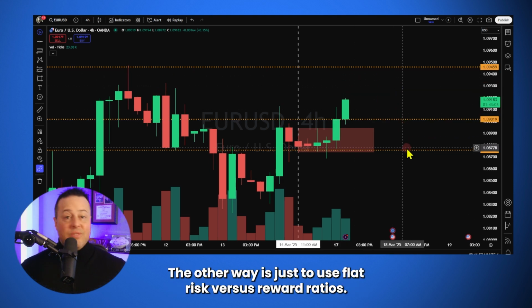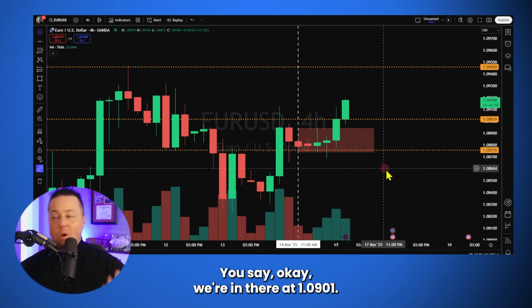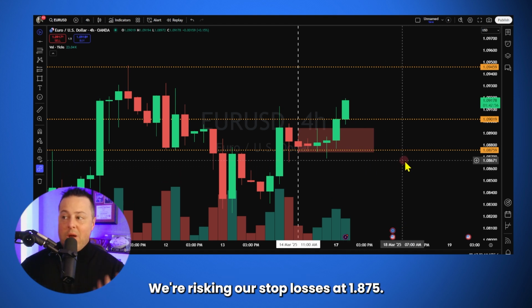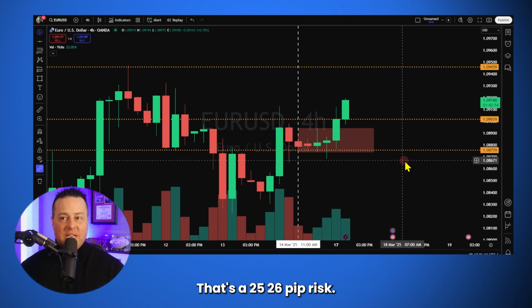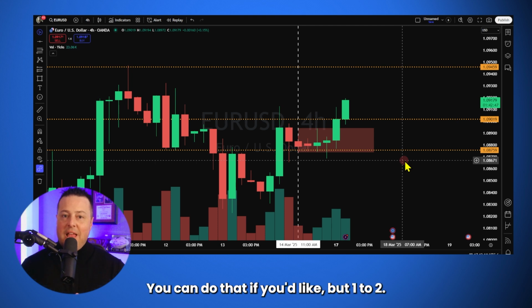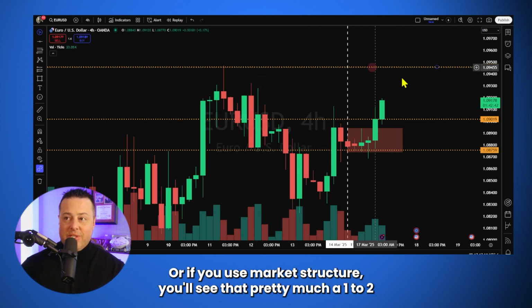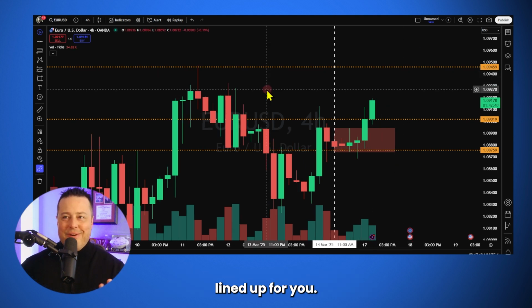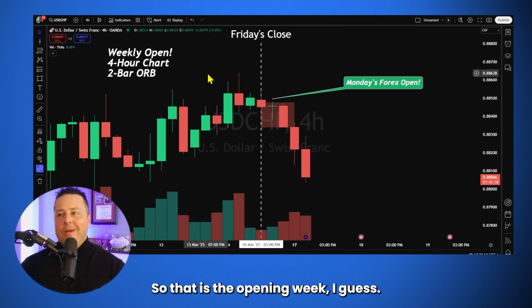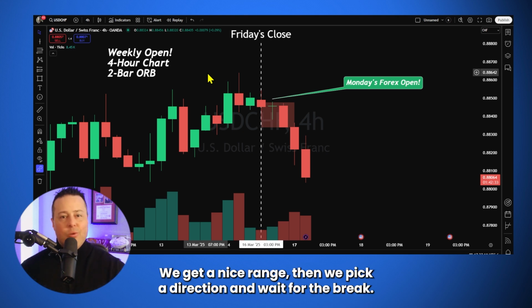The other way is just to use flat risk versus reward ratios. You'd say, okay, we're in there at 109.01. We're risking our stop loss at 108.75. That's a 25, 26 pip risk. I would recommend taking at least a 1 to 2 on this. I like 1-to-1 trading. You can do that if you'd like, but with 1 to 2, we're really looking to get in on that breakout. Or if you use market structure, you'll see that pretty much a 1 to 2 lined up for you. So that is the opening week electronic open ORB, 2-bar ORB, 4-hour chart. We get a nice range, then we pick a direction and wait for the break.